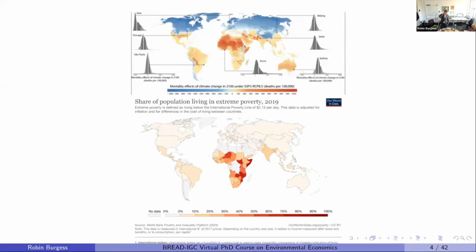So at the top, we have this graph from a paper by Tam and Carleton and others recently published in the QJE, showing the mortality effects above age 65. One thing you can notice is that the blue means mortality is decreased, but the red means mortality is increased. And I guess the key thing is on the bottom, you see the map of extreme poverty and the overlap between where mortality is going to be increased by temperature increases and where the poor are. There's a very strong overlap, particularly in Africa and South Asia. So this is the beginning of why we focus on these types of countries.